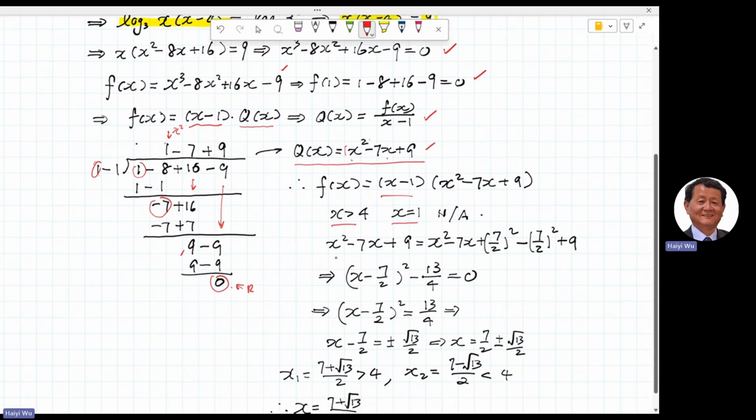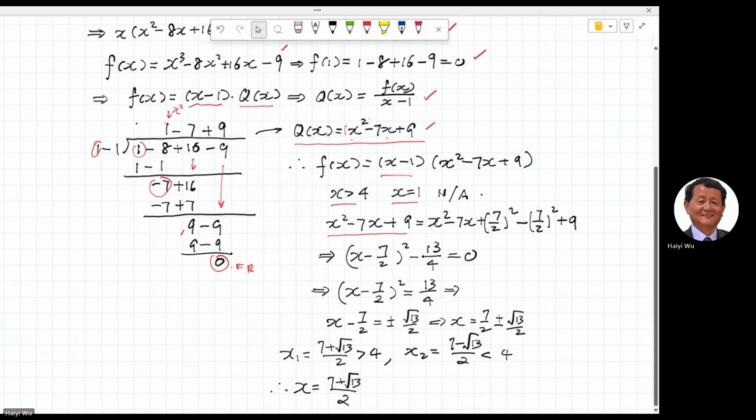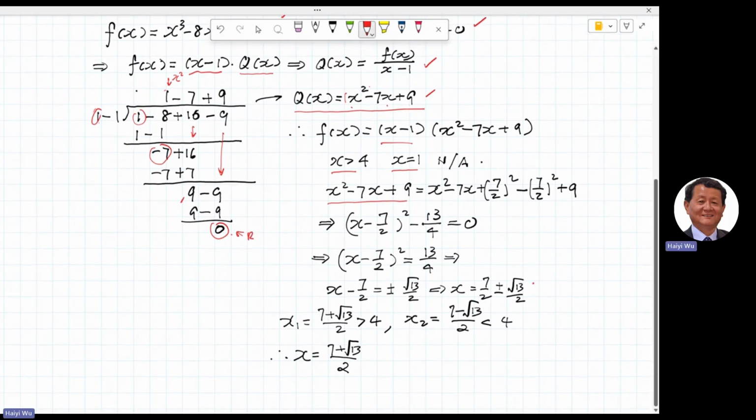Next, I'm going to use the quotient to solve the quadratic equation. I'm going to make a perfect square. You can use the quadratic formula, but I'm just using the perfect square. That's fine, we get some answers. Or you can use x equal to negative b plus minus the square root of b squared minus 4ac, divided by 2a. You get the same answer.